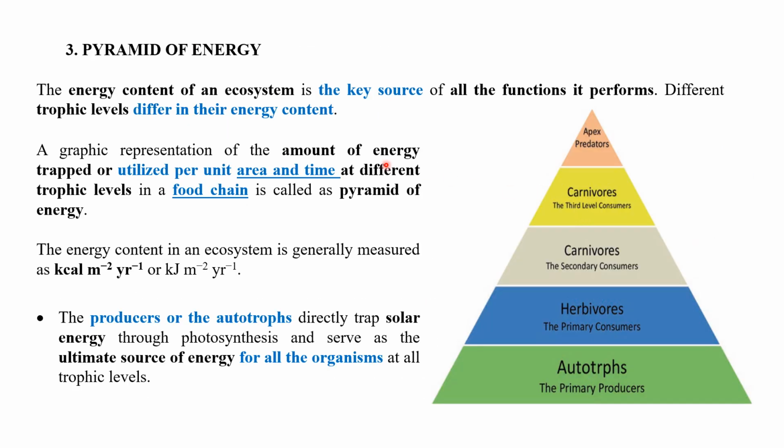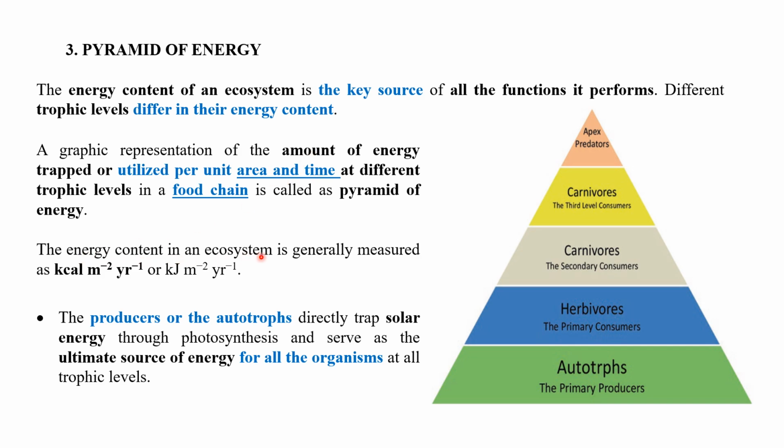Now we can see the pyramid of energy. This is the third one. The energy content of an ecosystem is the key source of all the functions it performs. Different levels differ in their energy content. A graphical representation of the amount of energy trapped or utilized per unit area and time at different trophic levels in a food chain is called pyramid of energy. Per unit area and time, two things are there.